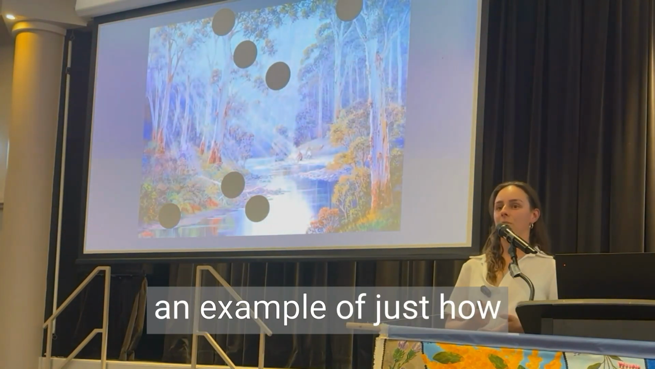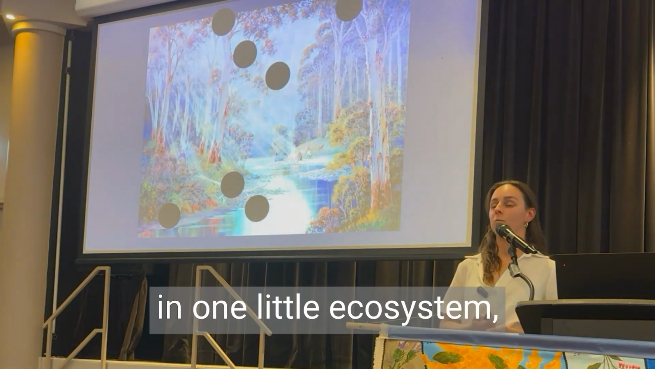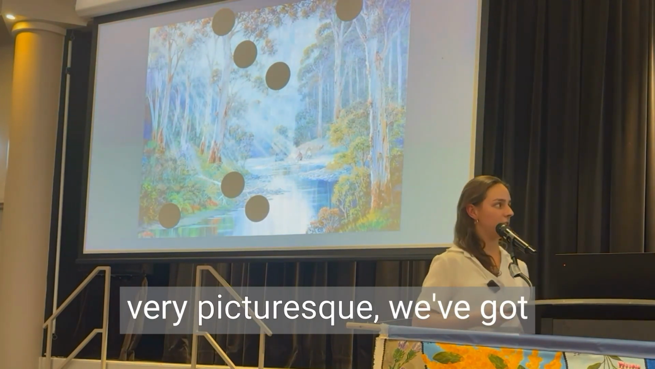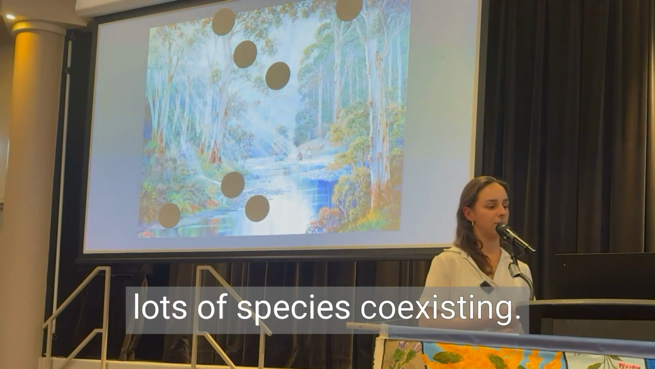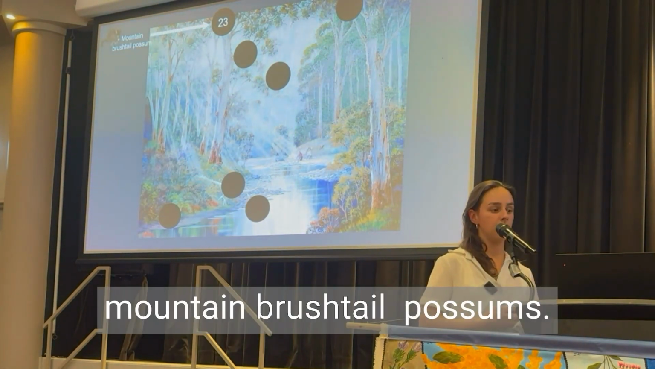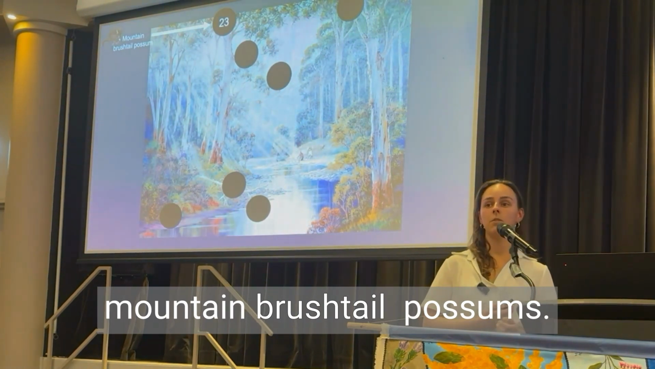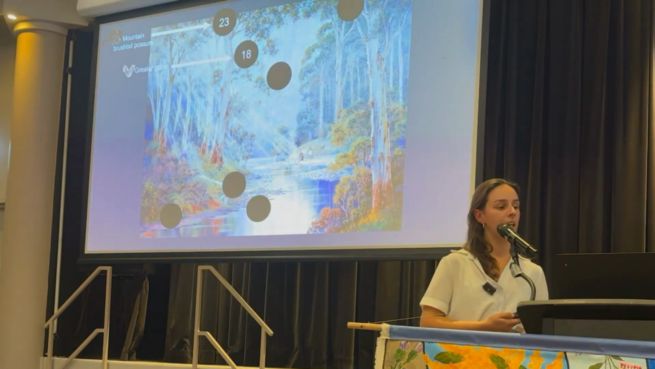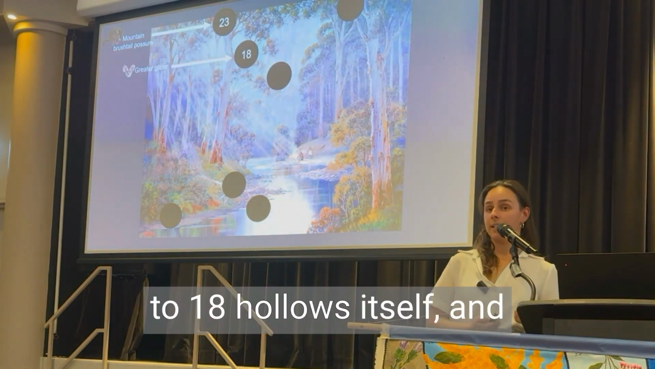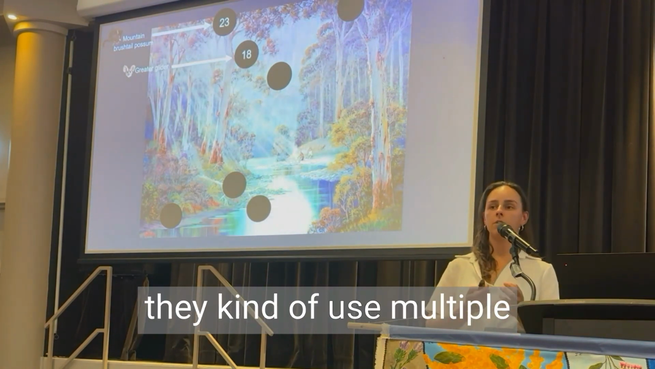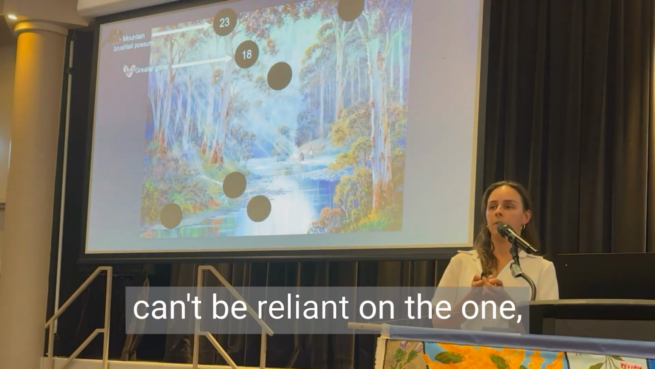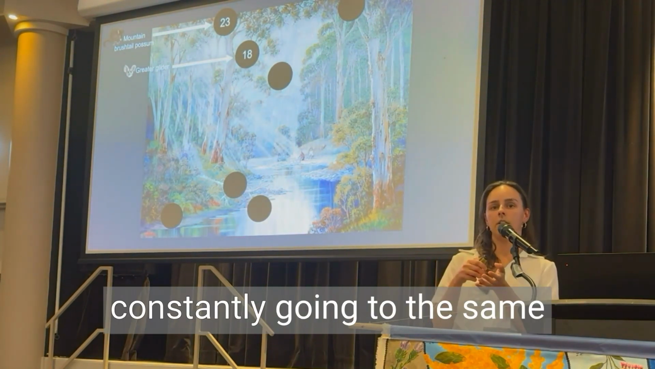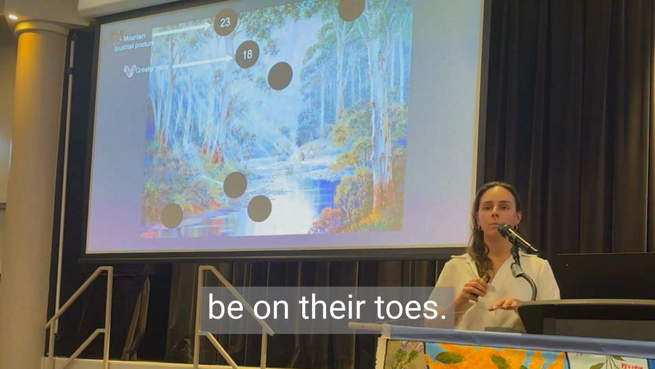I thought I'd give you an example of just how many we might need in one little ecosystem, in one little scene here. So in this little woodland, very picturesque, we've got lots of species coexisting. We might have some mountain brush-tailed possums, and one individual possum can use up to 23 hollows in its lifetime. A greater glider will use up to 18 hollows itself, and they use multiple hollows because they can't be reliant on the one, competing with others. They don't want predators to know that they're constantly going to the same place, training them up. So they've got to be on their toes.